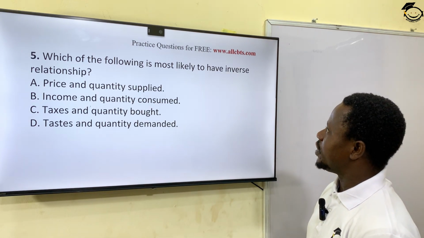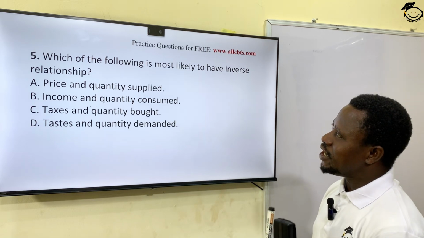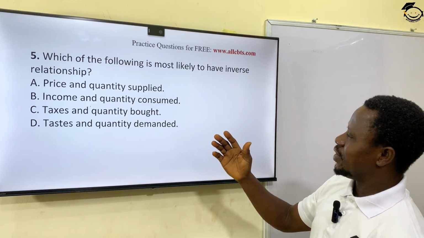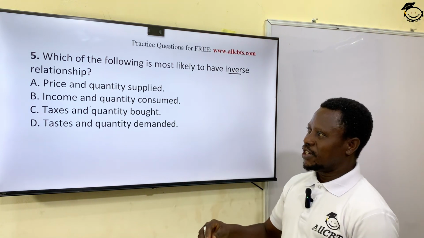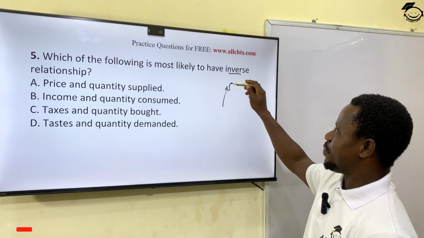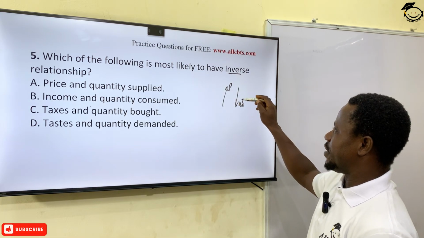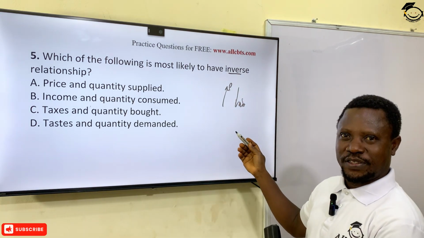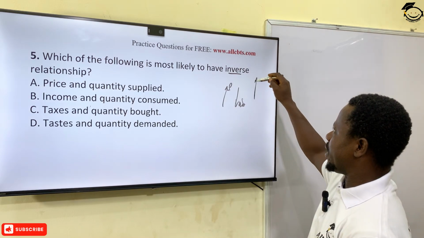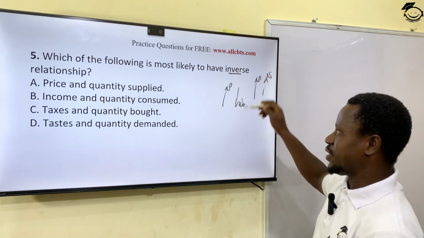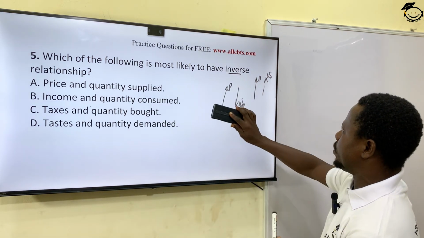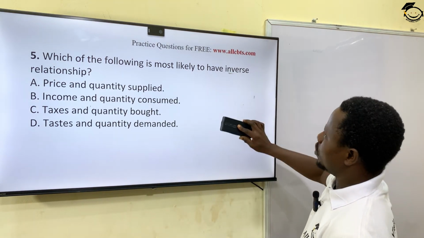Which of the following is most likely to have an inverse relationship? When we say inverse, inverse means opposite. Remember, the higher the price, the lower the quantity demanded, by the law of demand. That's what they call inverse. When you say the higher the price, the greater the quantity supplied, that's what they call directly proportional. So here we're talking about inverse, opposite. Who is most likely opposite?